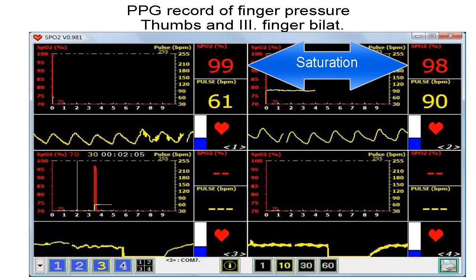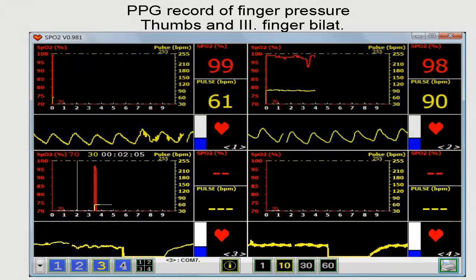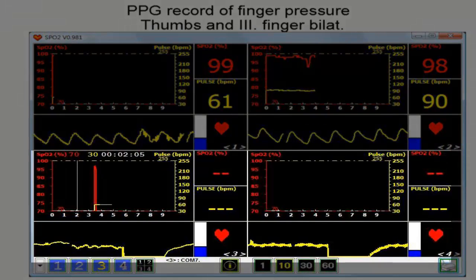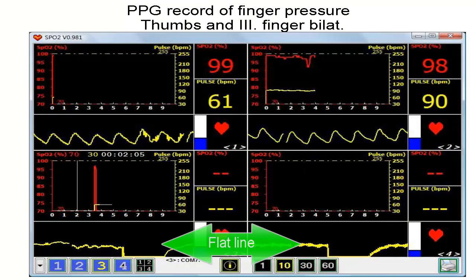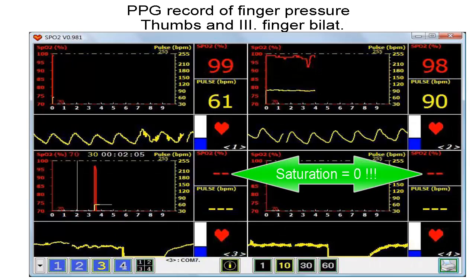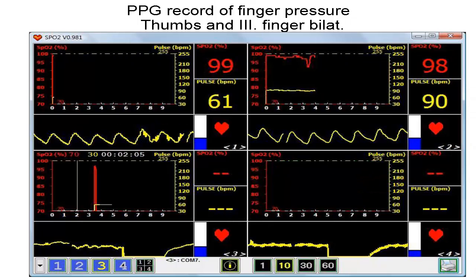Lower part of image is representing the pulsation of 3rd finger on both sides. Waveform is now absent. You are able to see only flat line. As in previous case, no cuff is attached to finger. This represents complete loss of flow. Saturation of oxygen is now not detectable, and this is of course a result of critical ischemia of finger.